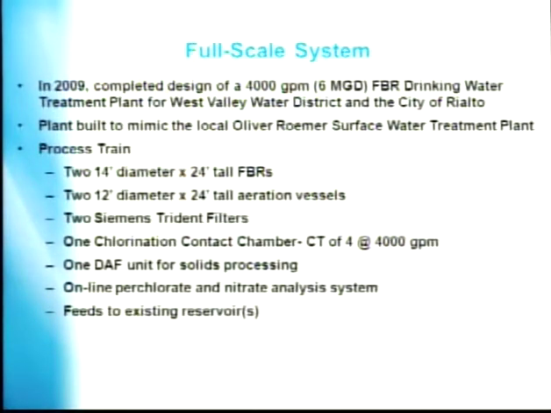And then a chlorine contact chamber based on the results we showed at CT of 4 at 4,000 gallons per minute. Again, this plant was designed for 4,000 with all the infrastructure for 4,000 GPM, but we're starting with 2,000 GPM with two of the FBRs. And then a DAF for solids processing, and then this also had online perchlorate and nitrate analysis system, which then feeds to a reservoir, which will go to distribution.